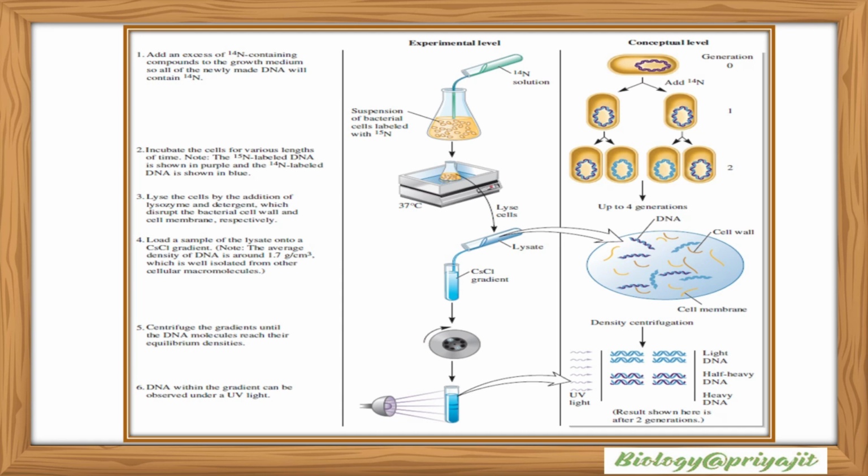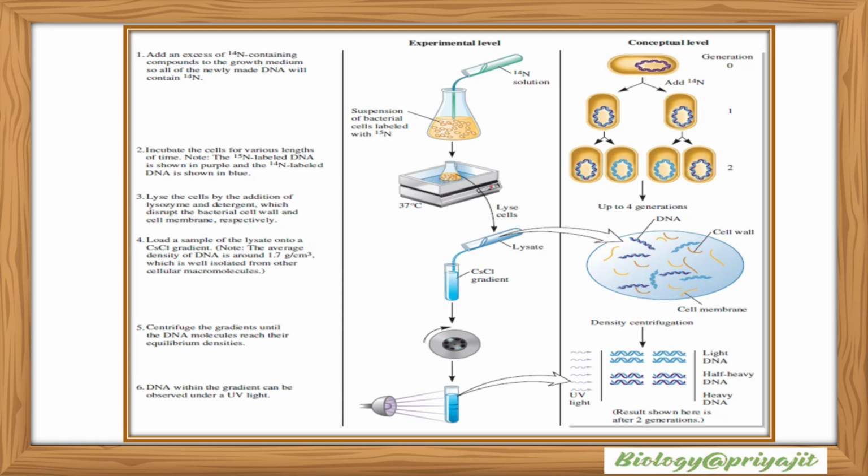In the diagram, add an excess of 14N containing compounds to the growth medium, so all of the newly made DNA will contain 14N. Incubate the cells for various lengths of time. Note the 15N labeled DNA is shown in purple and the 14N labeled DNA is shown in blue. Then lyse the cells by addition of lysozyme and detergent, which disrupt the bacterial cell wall and cell membrane respectively. Then load a sample of the lysate onto a cesium chloride gradient.